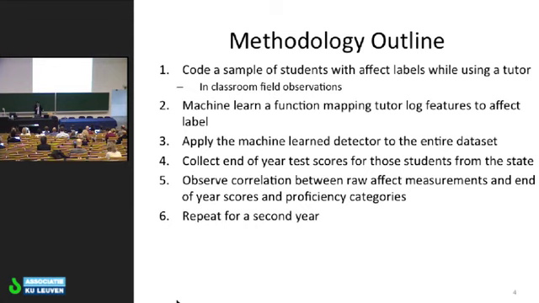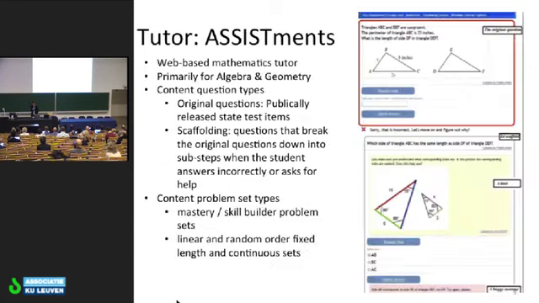And then we collect the end-of-year state test scores that correspond to the students who use the tutoring system, and we observe the correlation between the raw affect measurements and the end-of-year scores and proficiency categories. And we have 2 years of this data, so we repeat for a second year. So I started by saying we're going to measure a student's affect throughout the whole year. It's only going to be during the time that they're using the tutoring system. So that's the scope of this study.